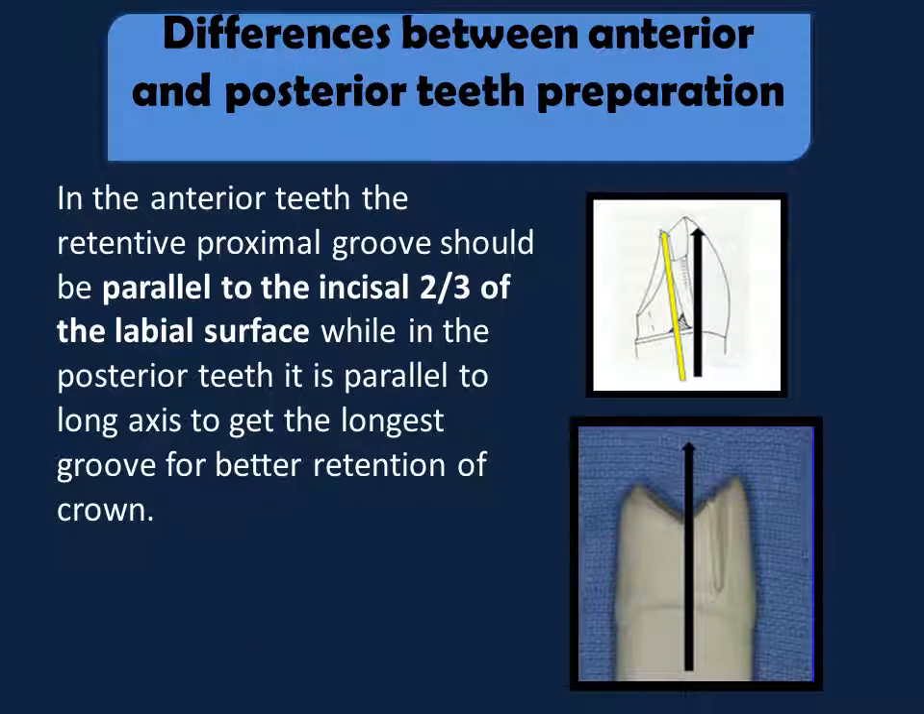So, the main difference between anterior and posterior teeth preparation for the 3/4 crown is that in the anterior teeth, the retentive groove should be parallel to the incisal two-thirds of the labial surface, while in the posterior teeth, the proximal groove should be parallel to the long axis of the tooth to get the longest groove for better retention of the crown.